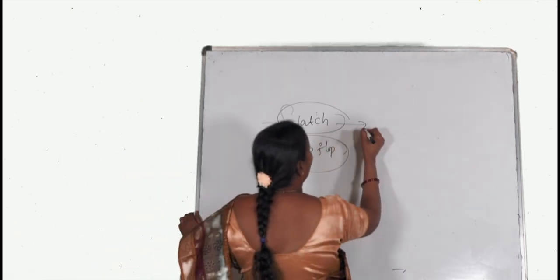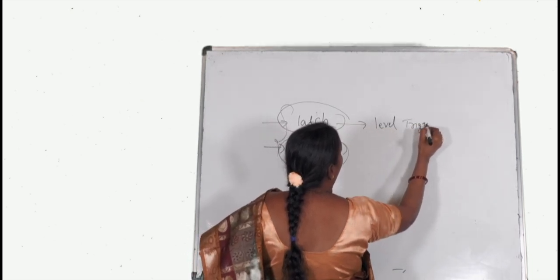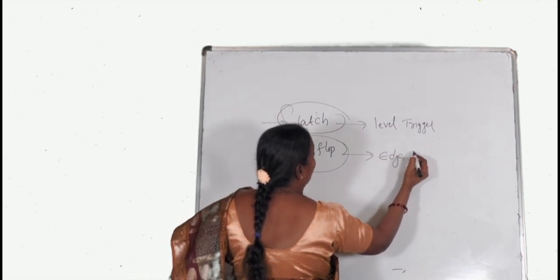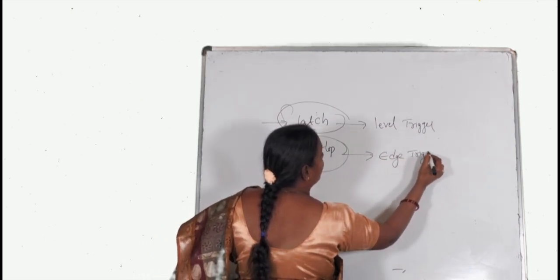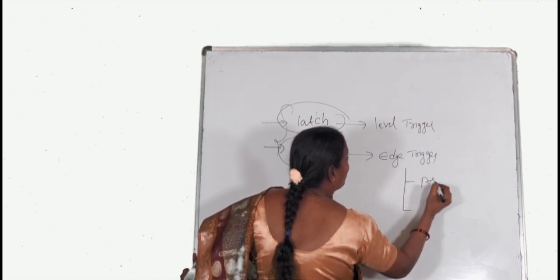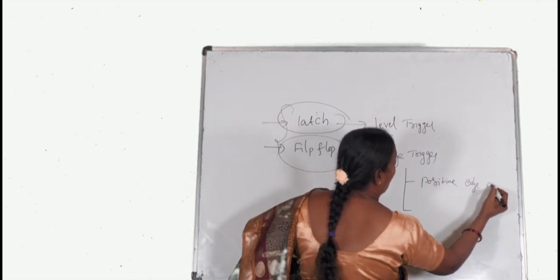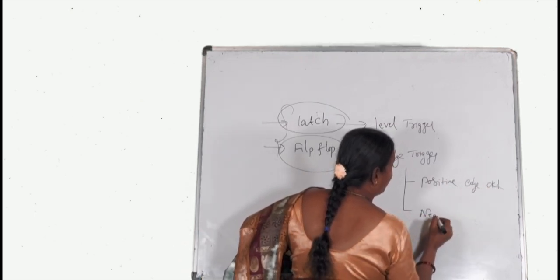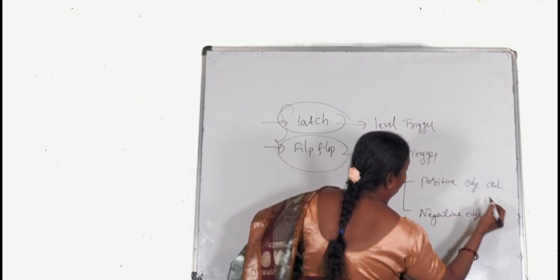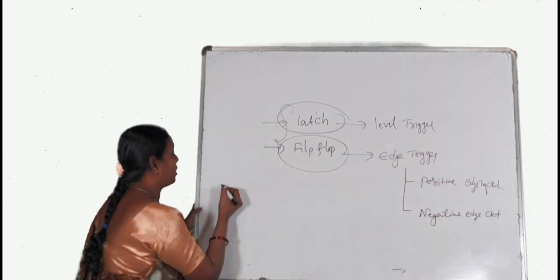Latch is level triggered, whereas flip-flop is edge triggered. In edge triggering, again we have positive edge trigger circuits and negative edge trigger circuits.